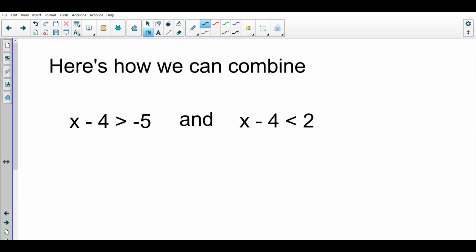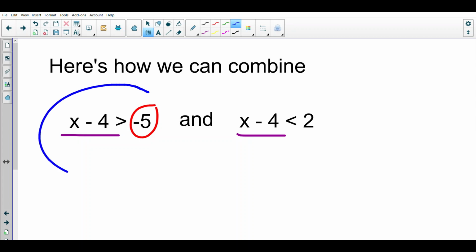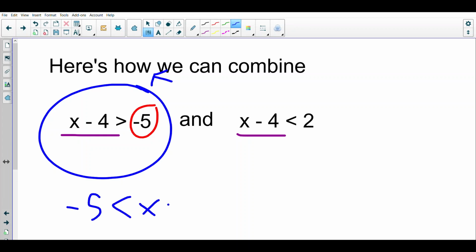Now, here's how we combine. If you have the same parts on the variable sides, we can combine them. Since this is the case, we can reverse one of these. Typically you want to reverse the smaller of the two. So -5 is smaller than +2. We can take this whole thing and spin it. So it becomes -5 is greater than x minus 4.